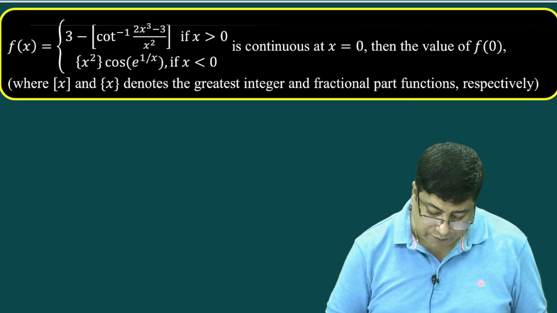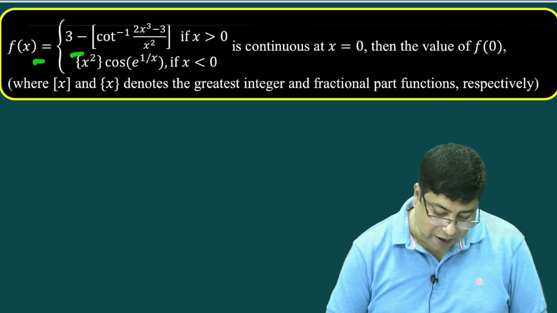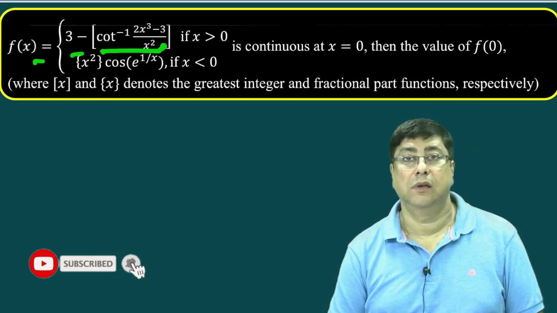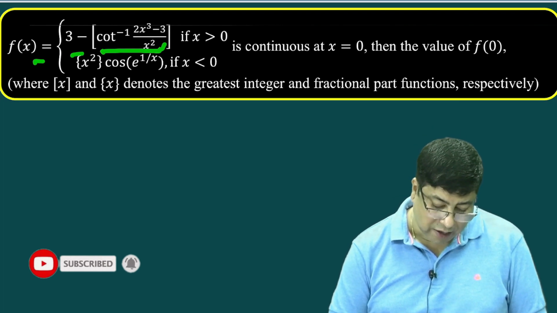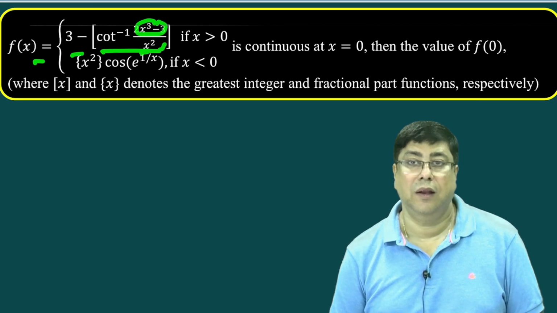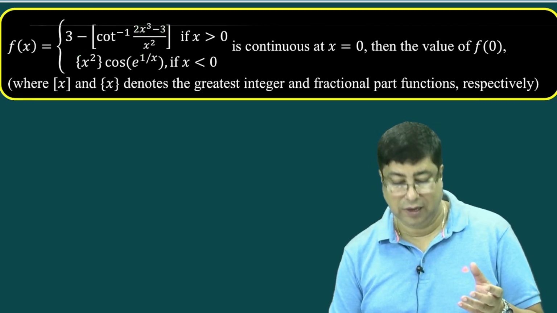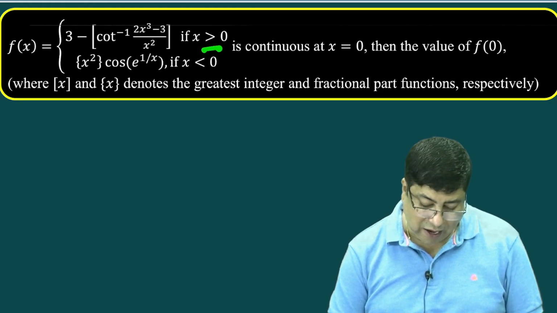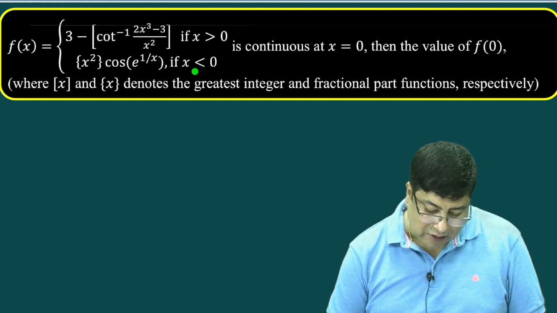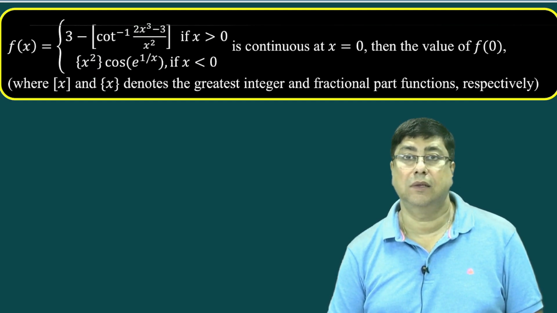Just see here, the sum is given that f(x) equals 3 minus box of cot inverse of (2x cube minus 3) over x square, for x greater than 0. Just see one thing, the denominator is x square, so by any means we cannot cancel the x. And f(x) when x less than 0 is the fractional part of x square times cos of e to the power 1 by x.